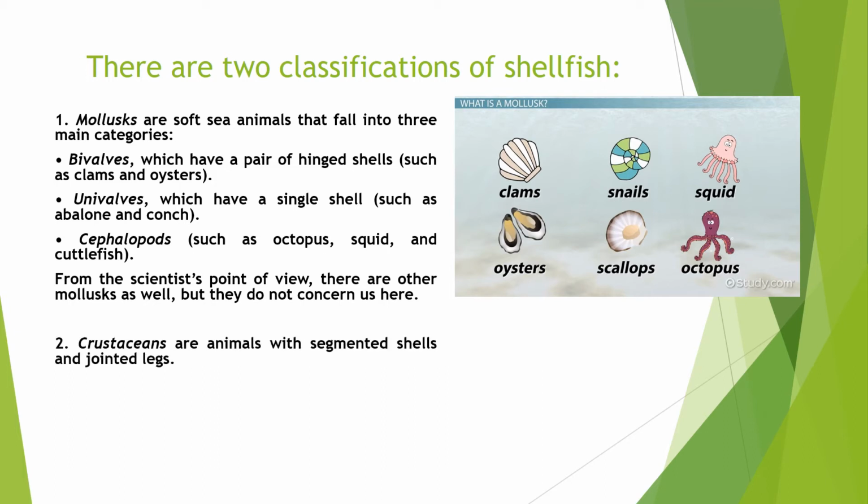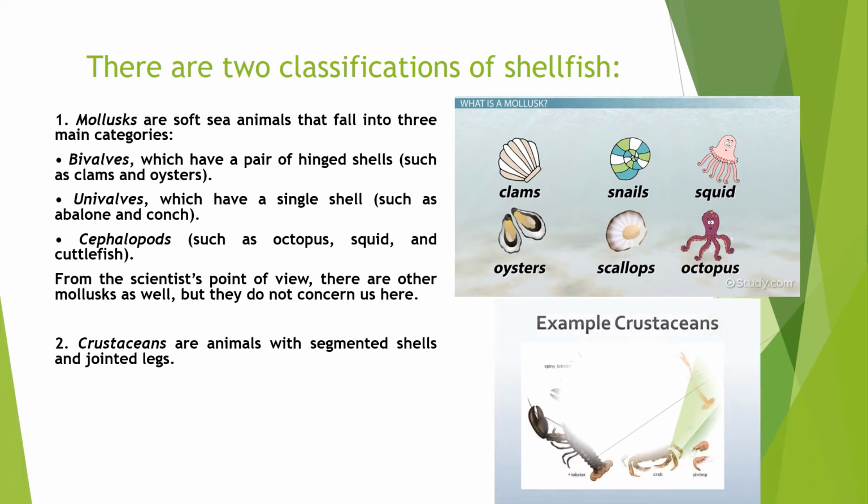Okay, so crustaceans are animals with segmented shells and jointed legs. And what are those? Examples over here are spiny lobster, scampi, crayfish, crabs, and shrimp. This is what are known as the crustaceans, or what they call it in Spanish, crustáceos.